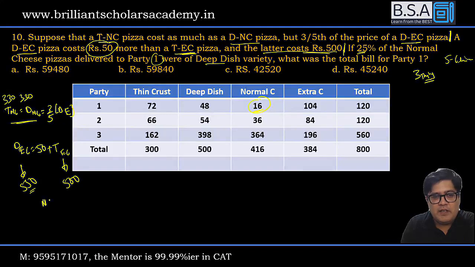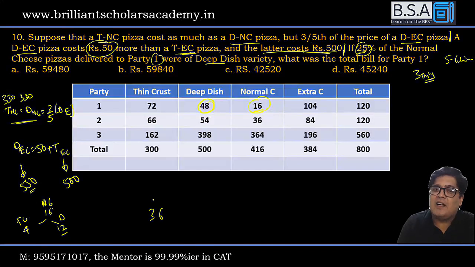Normal cheese 16 pizza. What is 25% of this? 4. These 4 are thin crust. That means 12 must be deep dish. Ab suno, ye jo 48 hai, 48 out of these 12 are normal cheese. That means 36 are deep dish extra cheese. Kitna rate hai extra cheese wale ka? 550.